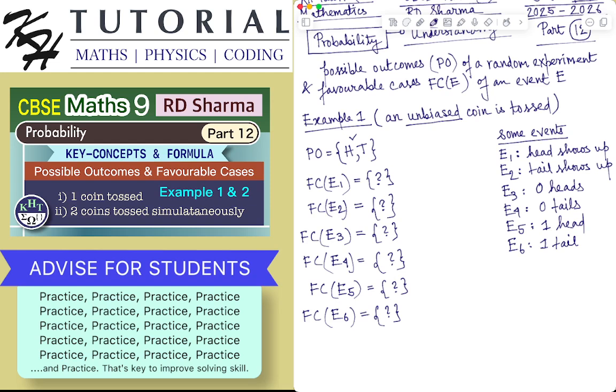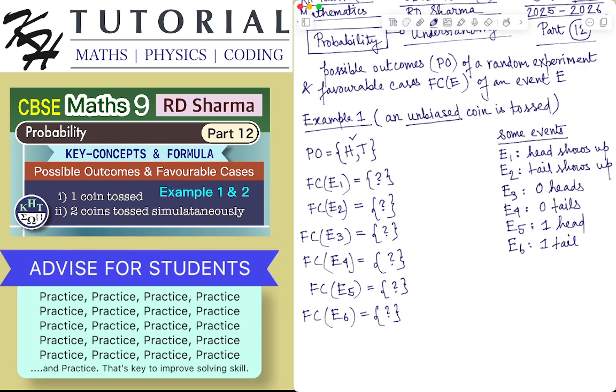Now I have defined some events on the right hand side. Let E1 be the event head shows up, E2 be the event tail shows up, since we are dealing with only one coin. E3 is zero heads, E4 is zero tails, E5 is one head and E6 is one tail. Now some of these events from E1 to E6 could mean the same thing.